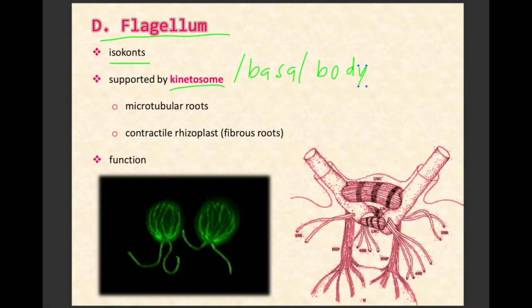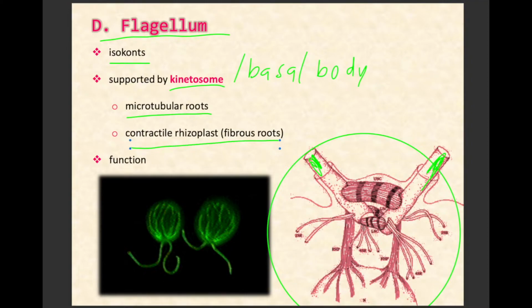So this basal body is essentially the connection. You can see here, these are the connections of your flagellum. So this is the flagellum right here. Your basal body, or your kinetosome, connects the flagellum. If it has two flagella, it will connect those flagella to the body of the cell.